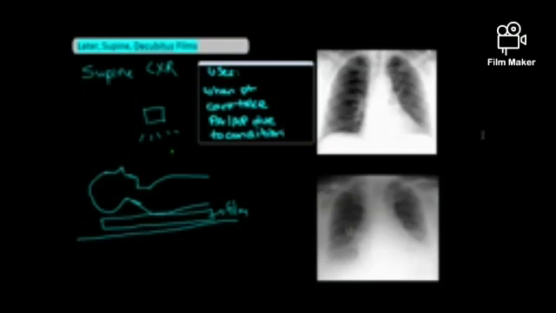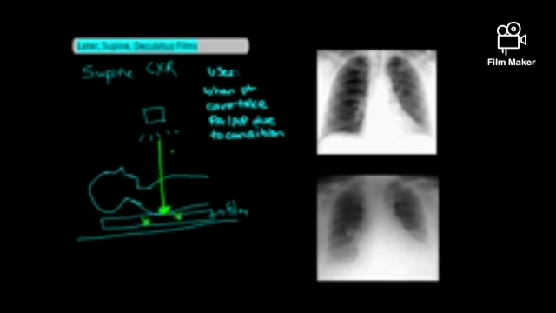The next film we're going to talk about is the supine chest X-ray. All this really is an AP frontal chest X-ray taken with the patient lying down. And all they do is slide an X-ray film underneath a patient who is lying down and take the X-ray from above. Now, in theory, you should never take a supine chest X-ray because it is often of low quality.